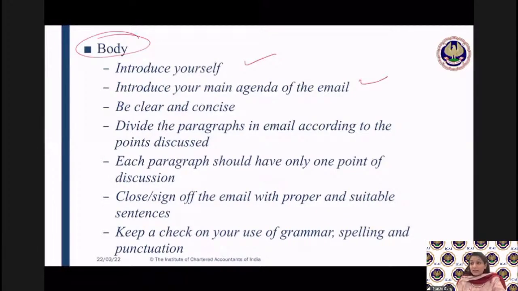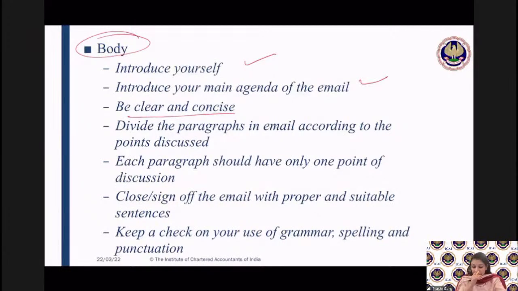Why are you writing this email? I'm writing this email to bring you a notice about this, or I'm writing this email to show my interest in the job that you have posted in the newspaper. Be clear and concise. Always, for anything, irrespective, you have to be clear and concise only.